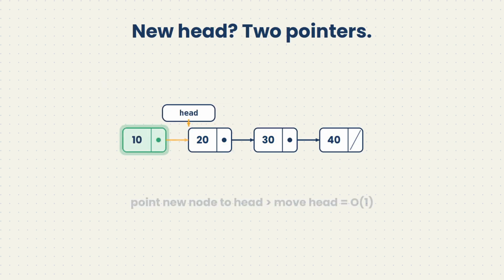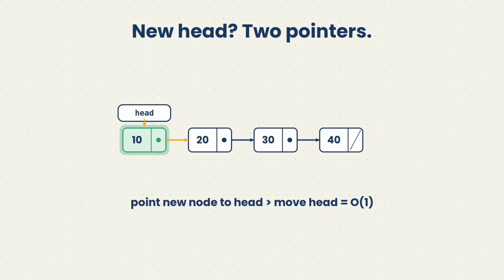Now the payoff. To add a value to the front of the list, you create a new node, point its next at the current head, and then move the head to the new node. That is it. 2 pointer changes. Nothing else in the list moves, no matter how long it is. Inserting at the head is O(1), constant time, exactly the operation that was slow in an array.